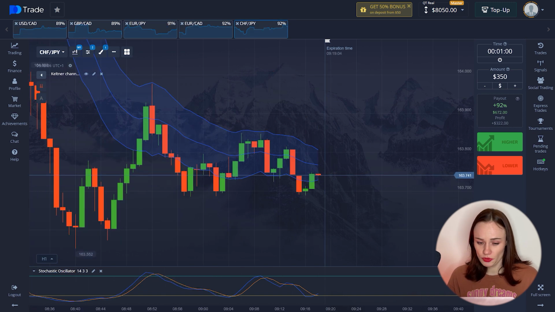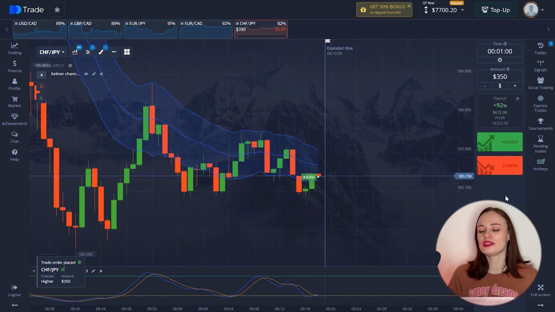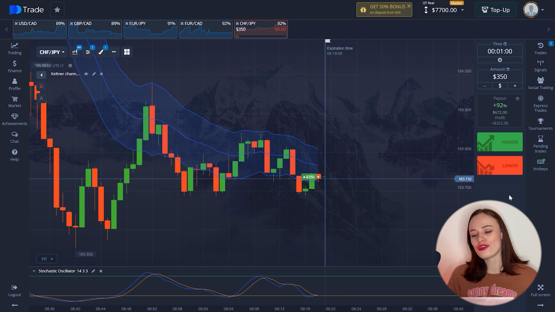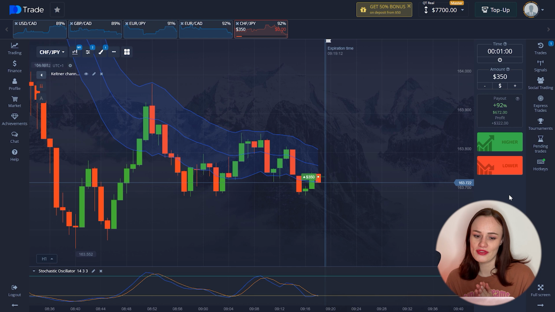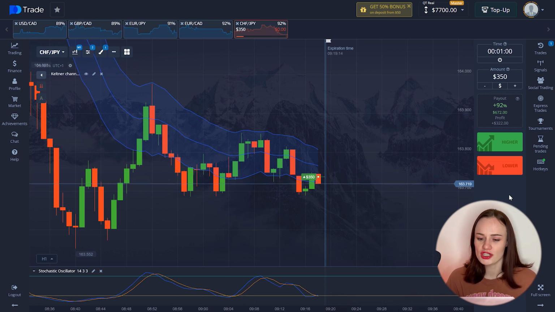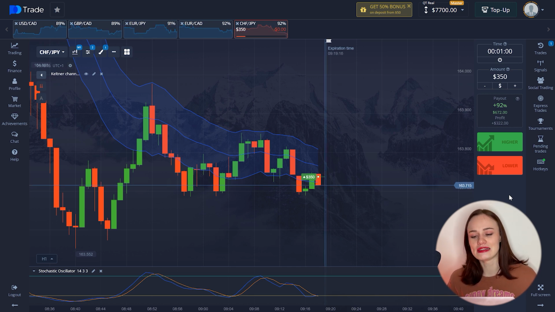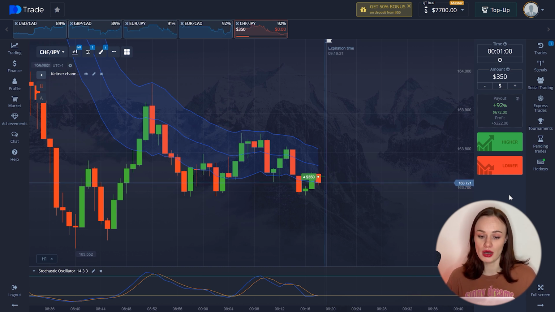So perhaps we will start trading and open a deal for an increase of $350 for 1 minute for the pair Swiss franc, Japanese yen. Here I just noticed the necessary signals, namely the blue stochastic line crossed level 20 from the bottom up. And here it also crossed the red line in the same direction. This is the very first signal of a possible price increase.